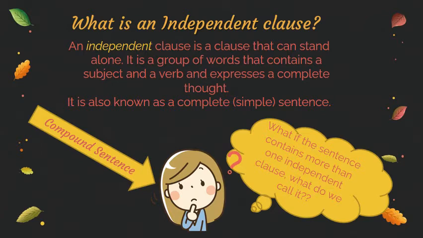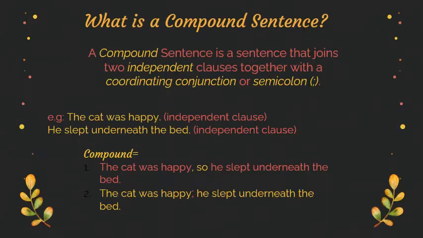But what if this sentence contains more than one independent clause? So it has two or more independent clauses, so then it's not a simple sentence. We call it compound sentence. But you have to know that these independent clauses must be joined in a certain way. So when I have more than one independent clause joined together in a certain way, they make a compound sentence. How? Let's see. So let's start first with the definition of a compound sentence.